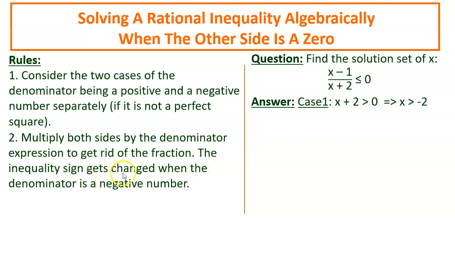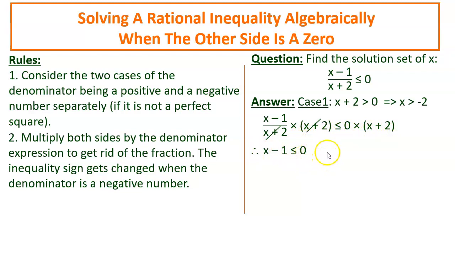The inequality sign gets changed when the denominator is a negative number. But the denominator in our case, in case 1, is a positive number, so the inequality sign will not be changing. And we multiply both sides by x plus 2. The x plus 2 in the denominator and the x plus 2 in the numerator will be cancelling each other. And 0 times x plus 2 is 0.